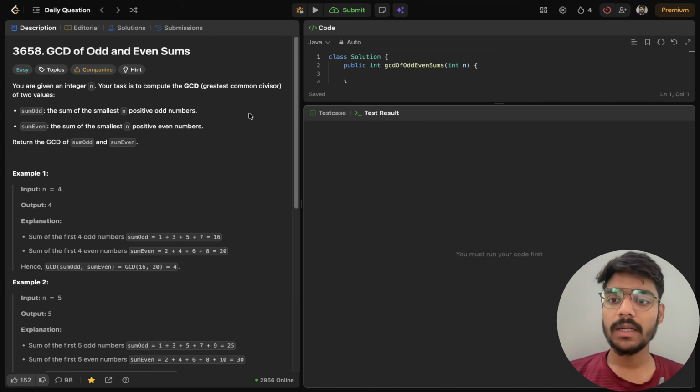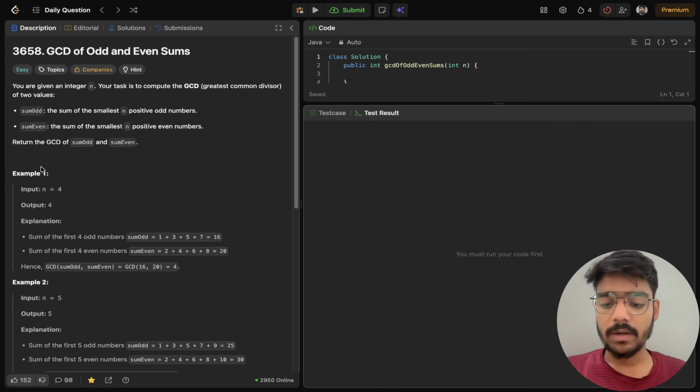You are given an integer n and your task is to compute the GCD of two values, odd sum and even sum. Odd sum is the sum of the smallest n positive odd numbers, and even sum is the sum of the smallest n positive even numbers. Return the GCD of both of them.